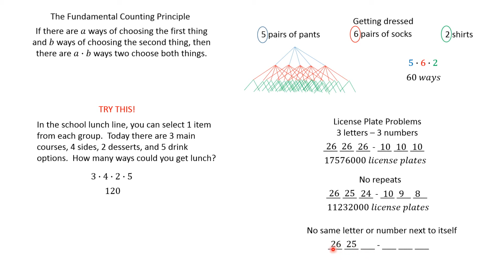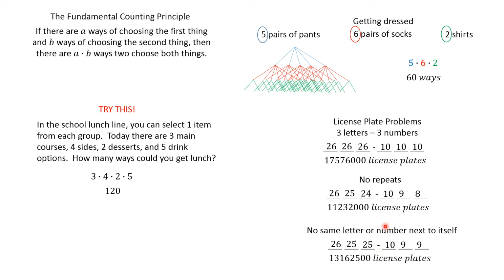It could be this one. It just can't be right next to it. So it just can't be whatever this is. So we still have 25 options there. And then the numbers will do about the same. 10, and then anyone but that one, and then anyone but this one, would be, again, 9 options.